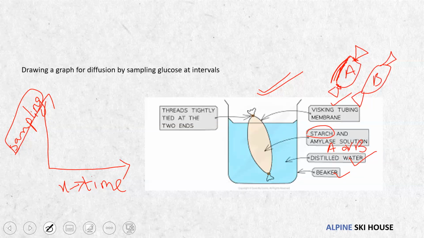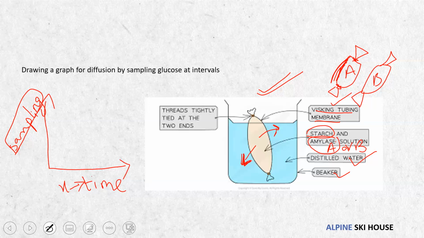Starch is a large molecule. It cannot cross over outside of the Visking tube, right? But on the other hand, what amylase is going to do is break this starch down into smaller glucose molecules that can move out, because the Visking tubing is a special membrane. Diffusion can take place.